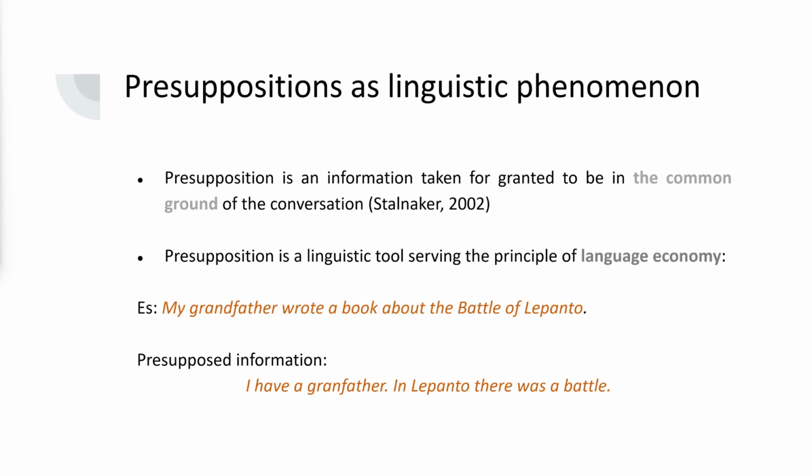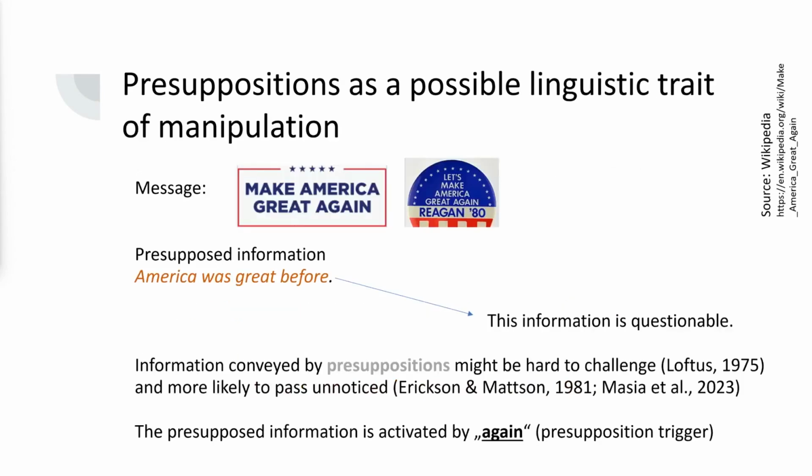For example, I can say my grandfather wrote a book about the Battle of Lepanto, and I am presupposing some content. For example, that I have a grandfather and that in Lepanto there was a battle. So a very simple thing that I don't have to specify every time. So we have a common ground of knowledge that I have a grandfather and that Lepanto was a place where there was a battle. However, we use a lot of presupposition also for political campaigns. For example, Make America Great Again contained the presupposition that America was great before.